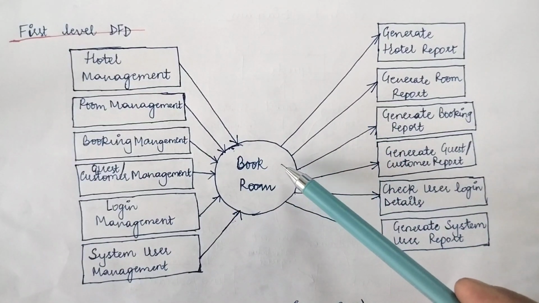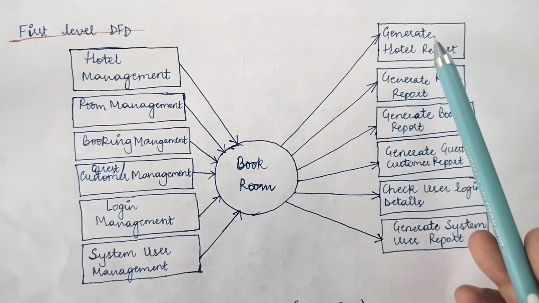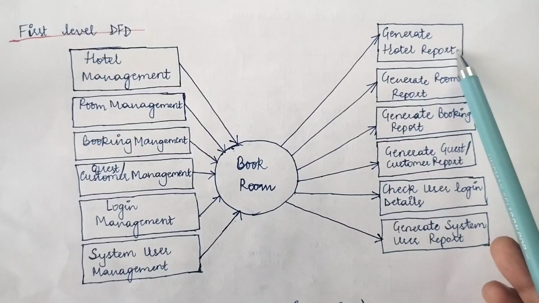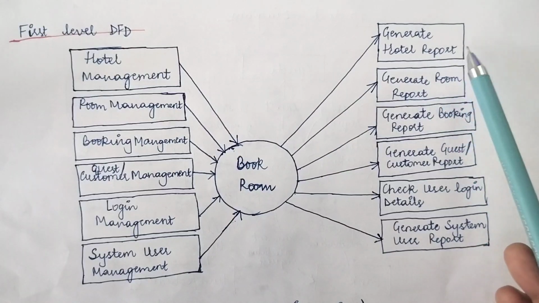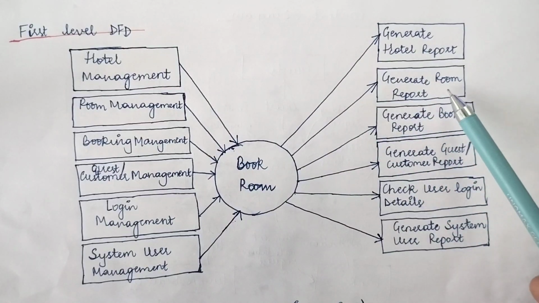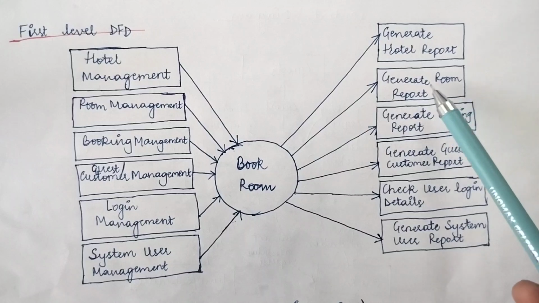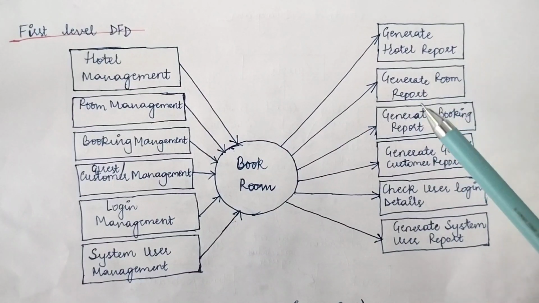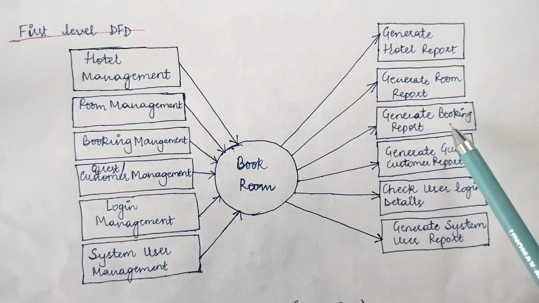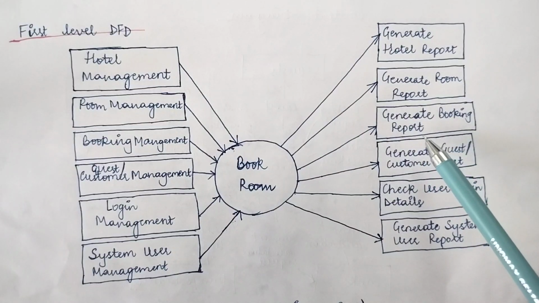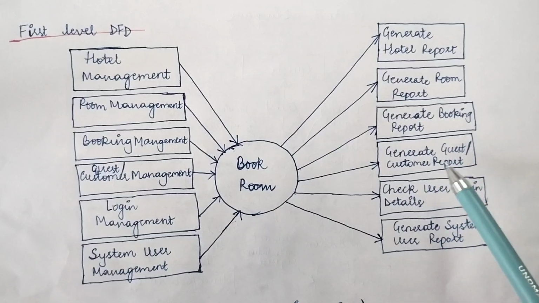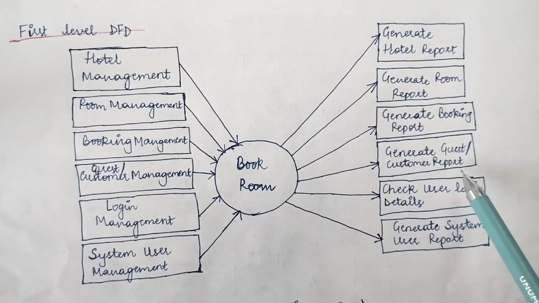And what are the outputs of booking the room? Once a room is booked, it generates the reports. The hotel report is generated as to in which hotel the room is booked. The room report is generated as to which particular room, or on which floor number, the room has been booked. Then the booking report is generated, which will give you a final confirmation as to at what time and for what date the room has been booked. It will generate the customer or guest report, where the details of the customer will be there.